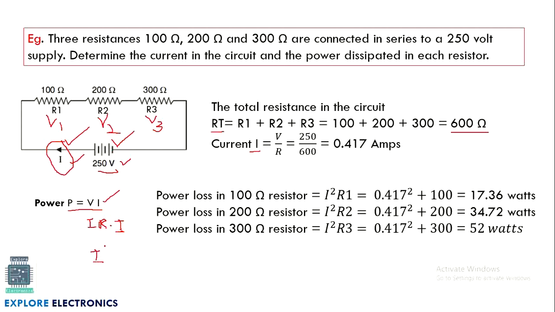You can directly write it as I square into R, and we know the current and also we know the resistances. So we can calculate the power dissipation at each resistor. So I square R1 gives 17.36 watts. I square R2 gives 34.72 watts and I square R3 gives 52 watts.